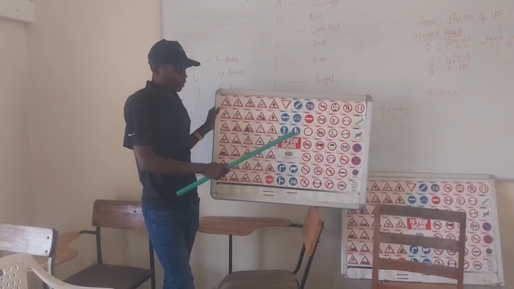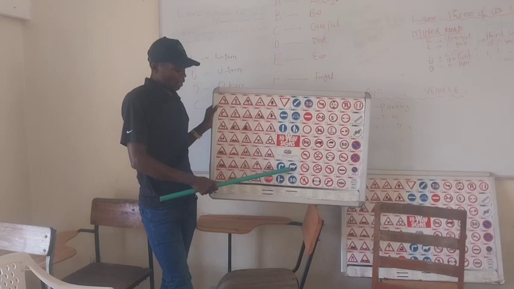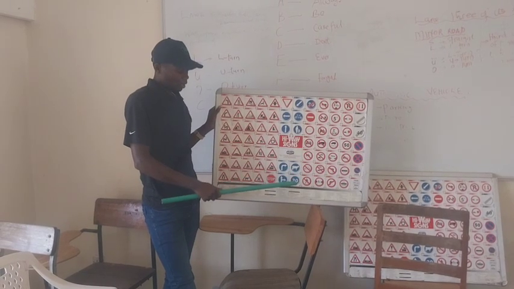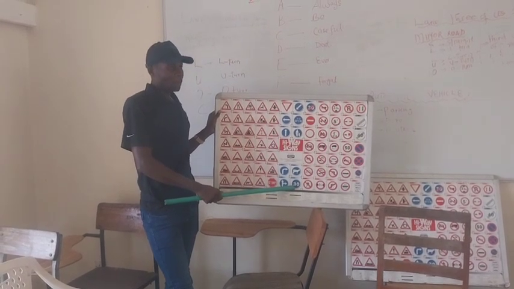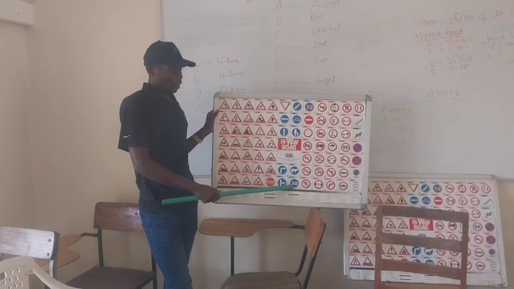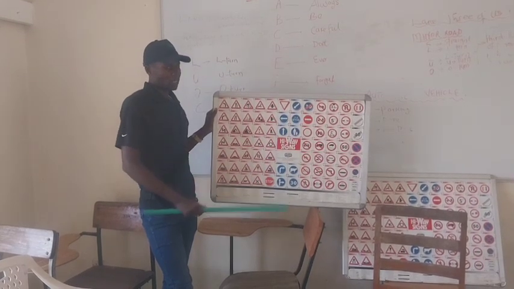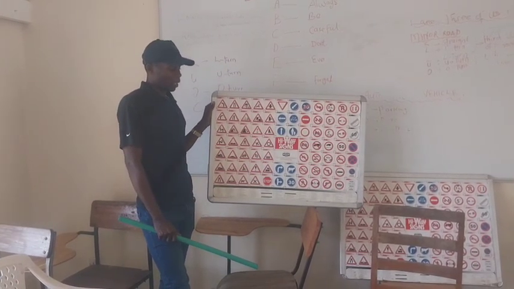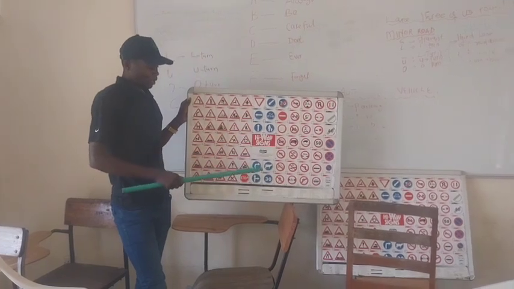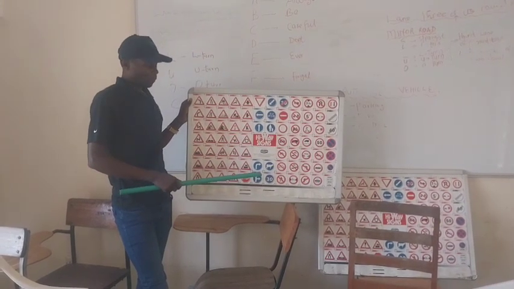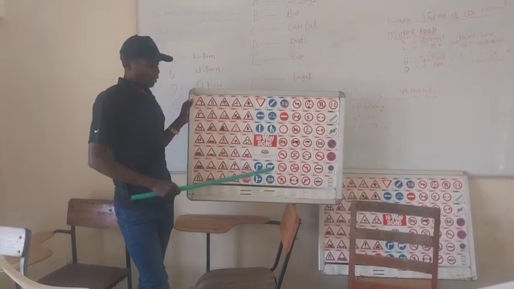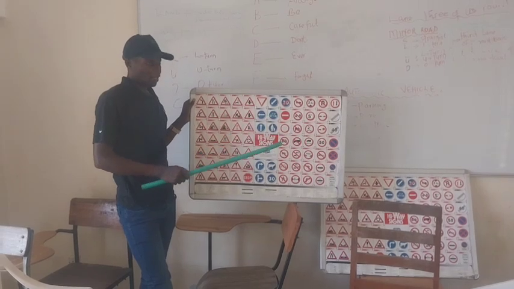Compulsory pedestrian track. Compulsory cattle track. Compulsory minimum speed limit of 30 km/h. Then this one is end of compulsory minimum speed limit of 30 km/h. So those are a second subgroup of class A, which is mandatory signs. Then the other group is prohibitory signs.